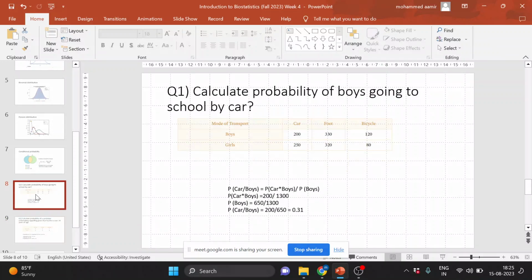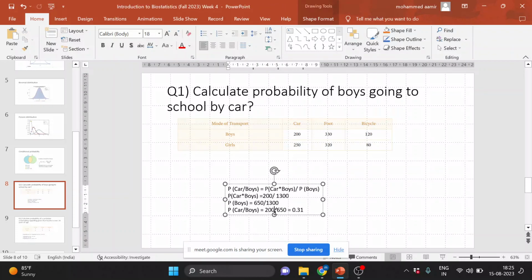Even in the previous example, we calculated the intersection of car and boys. So car and boys is 200 divided by 1300, that is the sum of all individuals who are traveling by car, foot, and bicycle. That's 1000. They cancel out in this last equation, but this is how you actually do it, step by step.